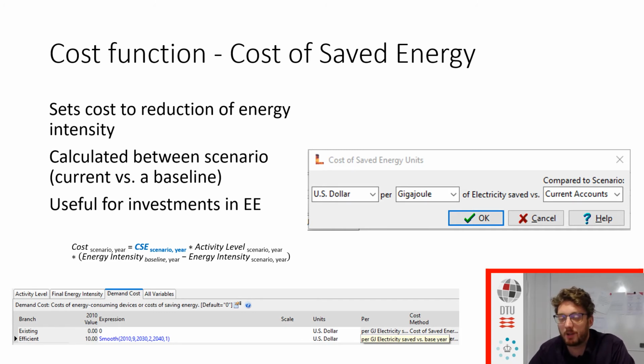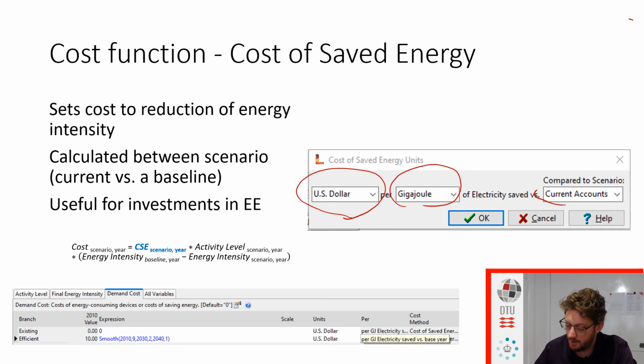If you apply that in your current account, you will get a little window up here, where it will ask you to specify your units, how much is your cost of electricity saved versus another scenario. So you can only apply that in a projection scenario, not in current accounts, because you have to compare it to another scenario.